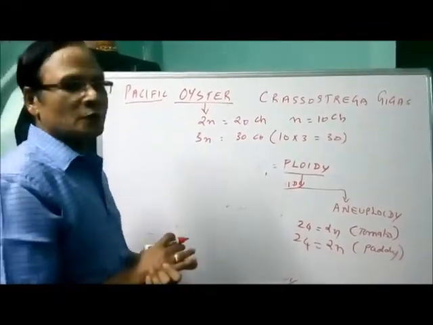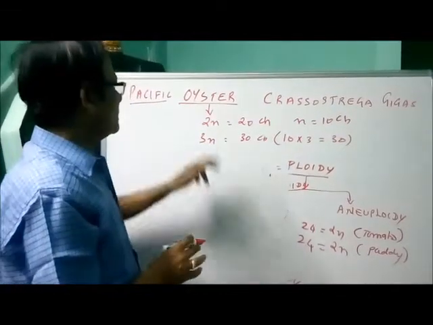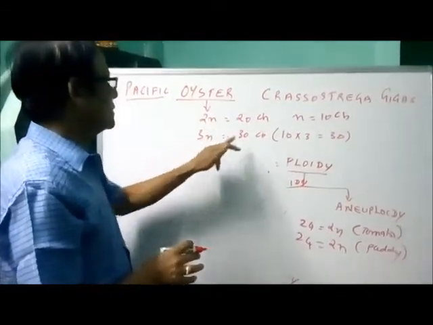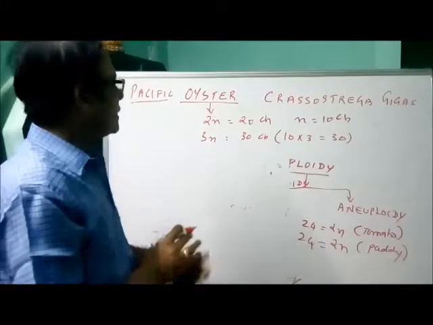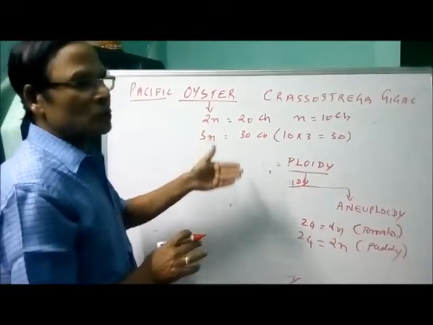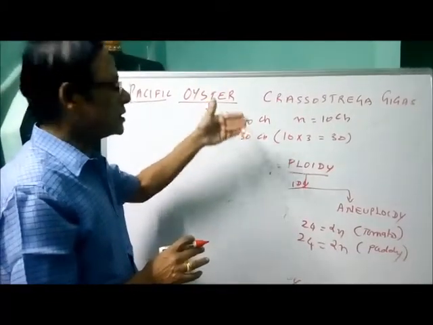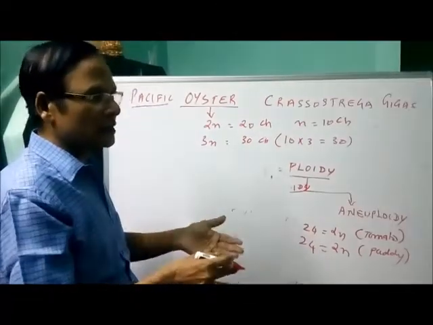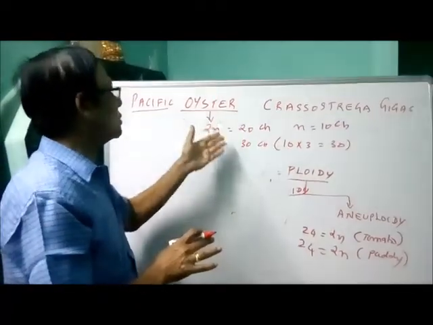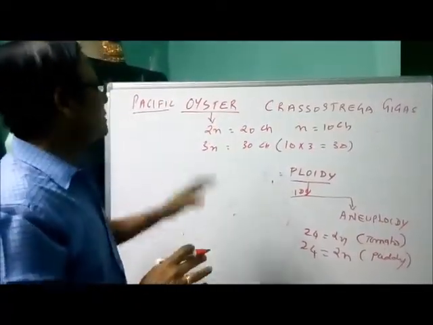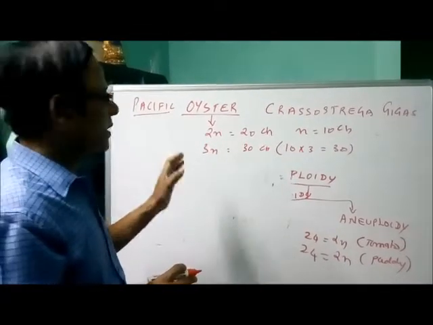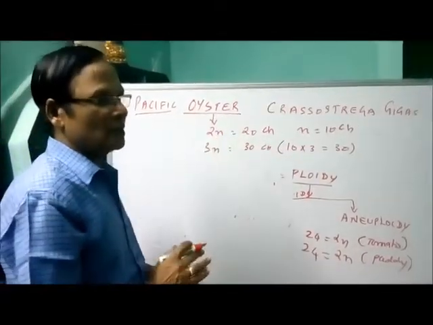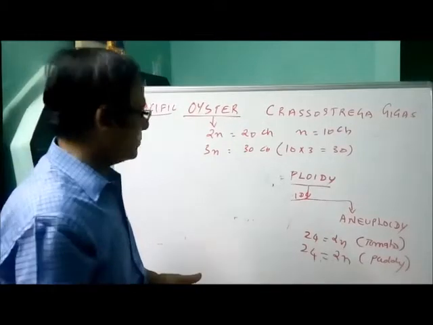So what is the difference between these two? The number of chromosomes here is 20 and then 30, and that causes more growth. So it contains more flesh. That is, its visceral mass, the weight inside, is more when compared to the normal diploid oyster. So this is about polyploidy, the examples. The entire set of chromosomes is added. So they have more than the usual numbers.